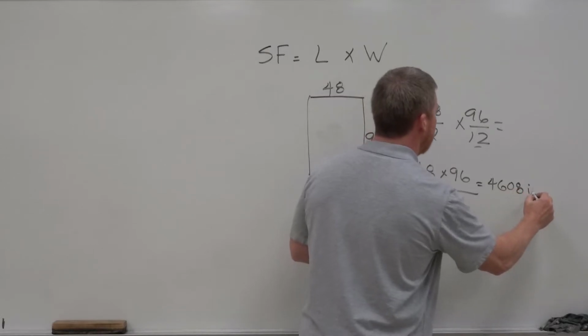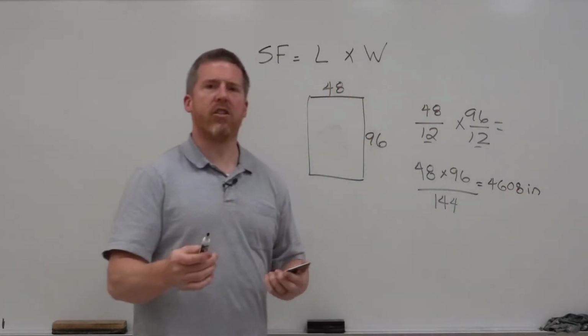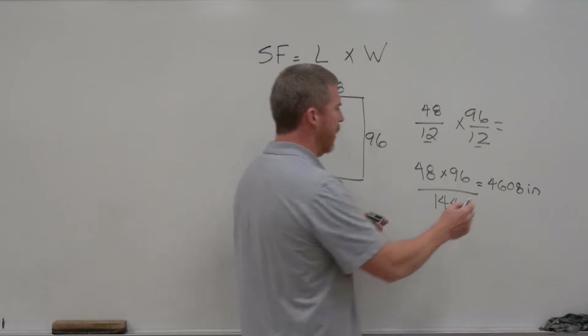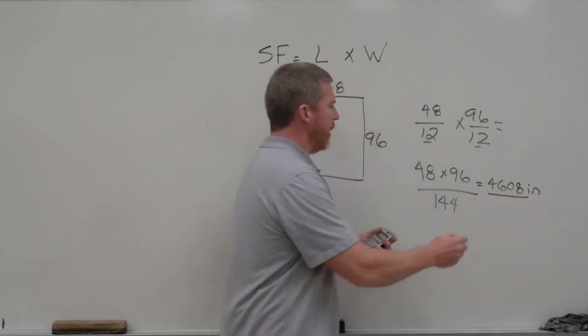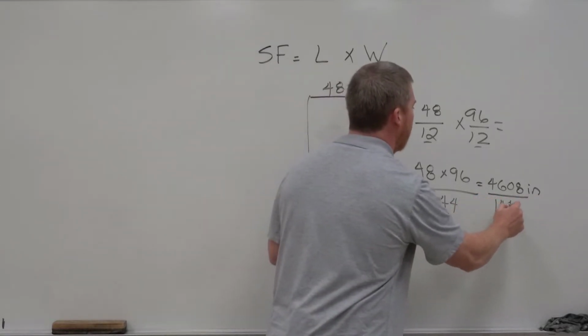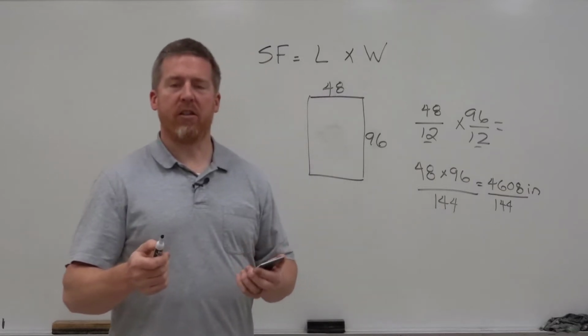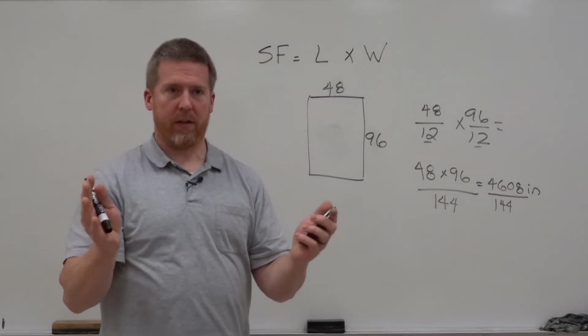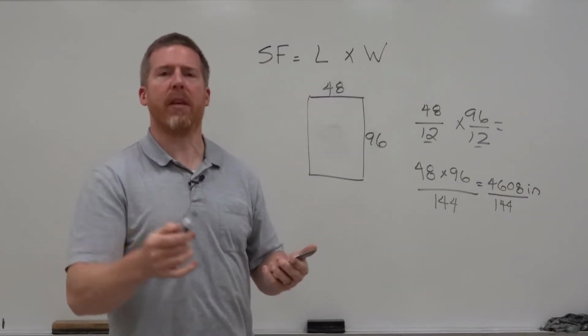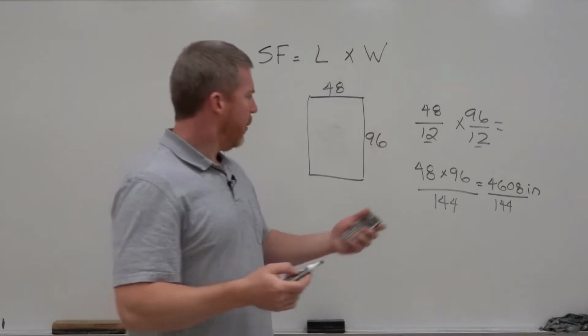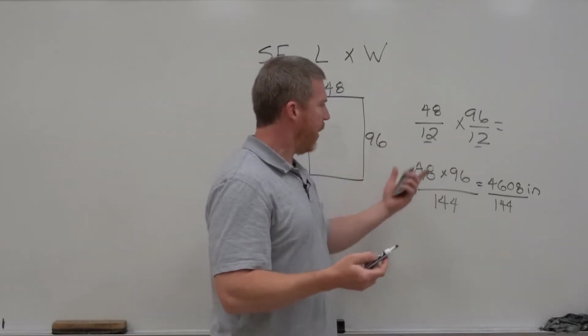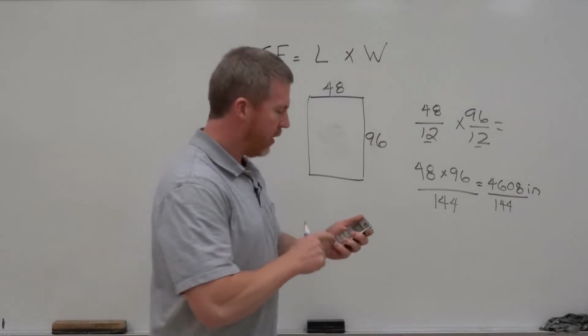4,608 inches. That's how many inches are in this sheet. And we're dividing it by 144 because that's how many square inches are in a square foot. We're doing the same thing as dividing by 12. We're just, as I said before, combining them. You end up with 32.